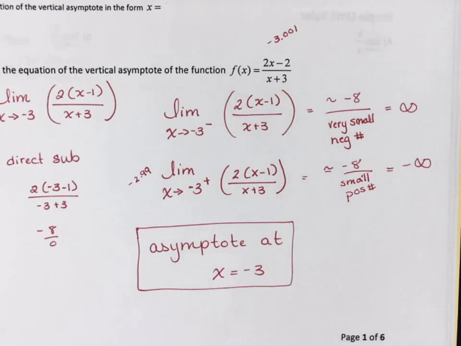Are we good with that? That makes sense, sort of, kind of? So we're using limits to prove that it's an asymptote.